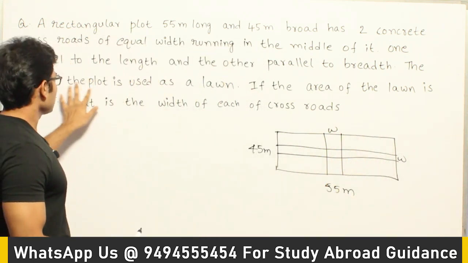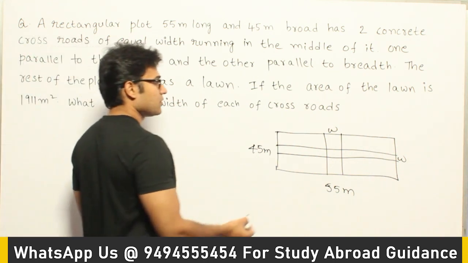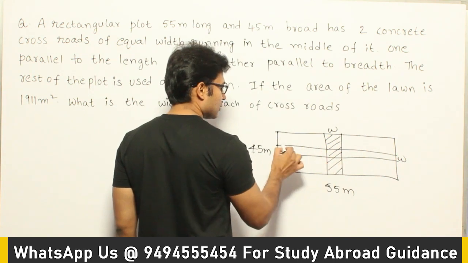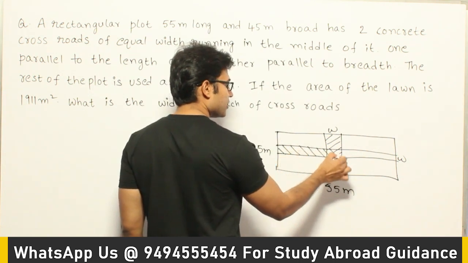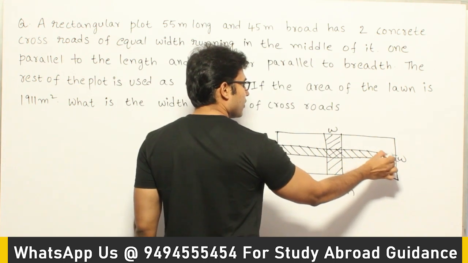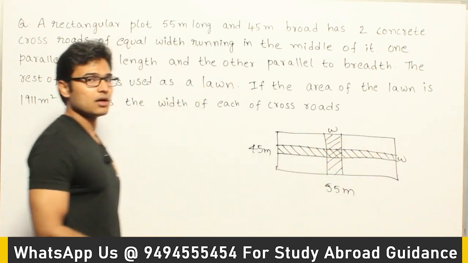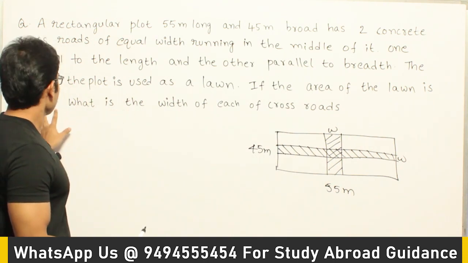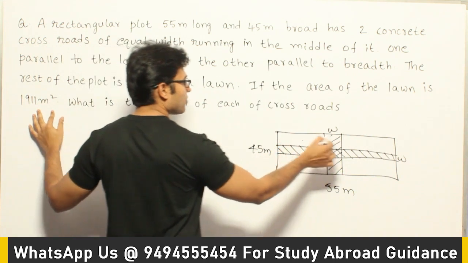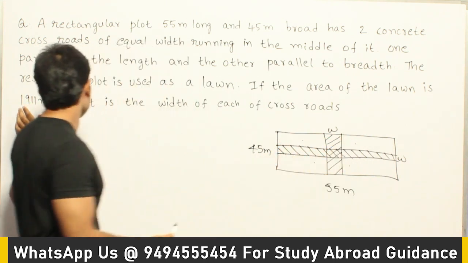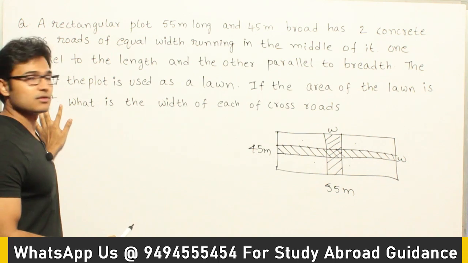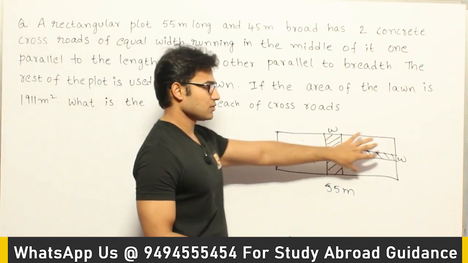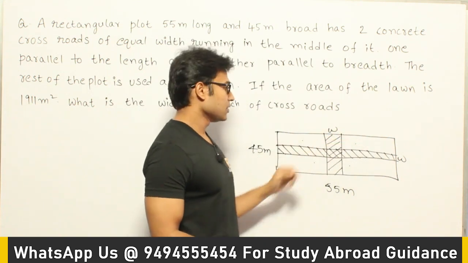Now the rest of the plot is used as the lawn. So what is the rest of the plot? I'll shade the concrete paths. Now the remaining part is the rest of the plot, which is used as the lawn, and the area of the lawn is this entire part. These four parts put together are equal to 1911 meters square. Then they are asking what is the width of this shaded part.